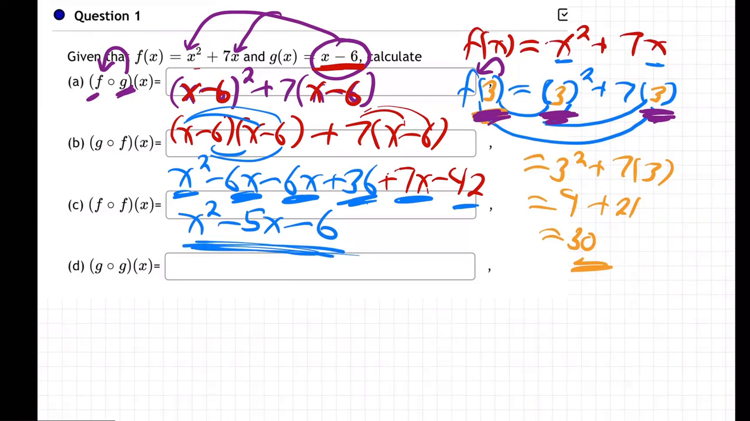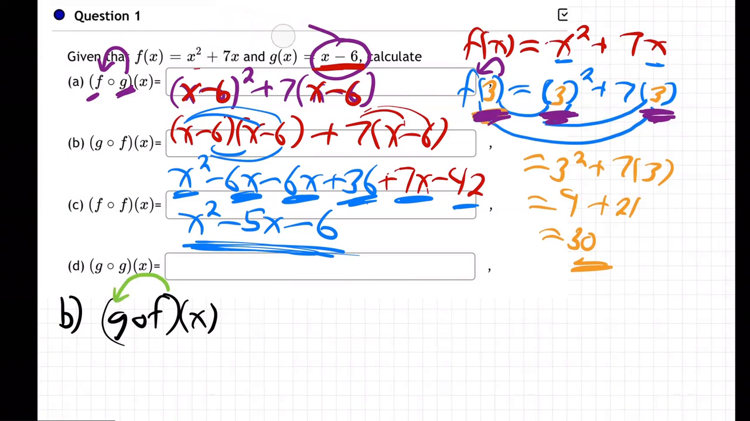I'm going to have to come down here to do part B. Down here, part B says now do G of f of x. What does that mean? Again, functions have always been and will always be right to left. Plug in right to left. So I'm going to grab the f and plug it into G. So now I'm plugging f into G.